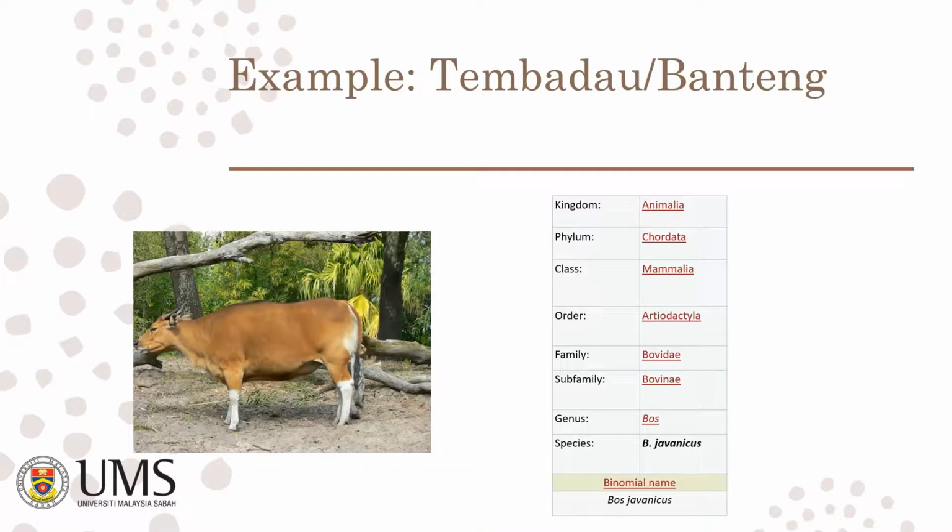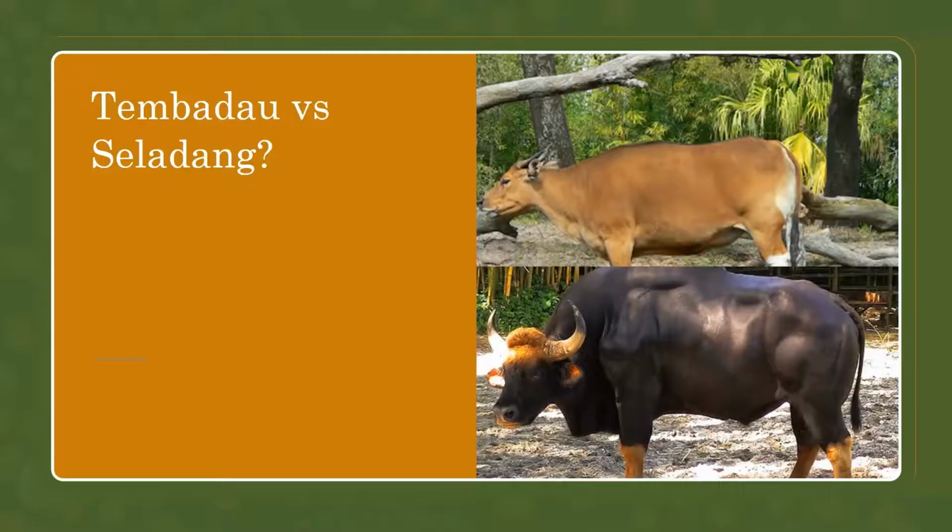And then this is an example for another animal, Bos javanicus. Bos is the genus, Bos javanicus is the species name. Okay, this is another example. Okay, these two, Tembadau and Seladang. Tembadau is a species. Seladang is another species, but they belong to the same genus.